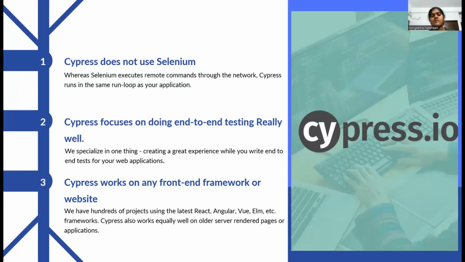Also, Cypress focuses on end-to-end testing really well, because if you want to interact with web applications, the browser is available inside Cypress itself. In that case, we can easily identify where exactly it is failing, whether it is an XPath issue, a loading issue, or an Ajax issue. Most applications are developed using React or Angular, right? These kinds of applications we can easily test using Cypress.